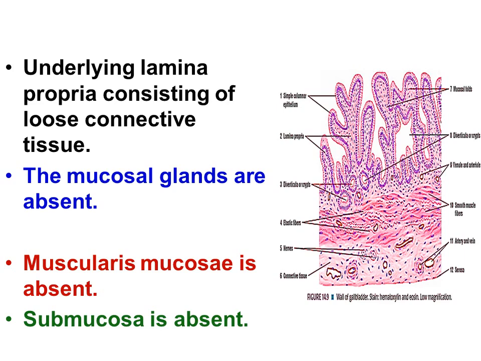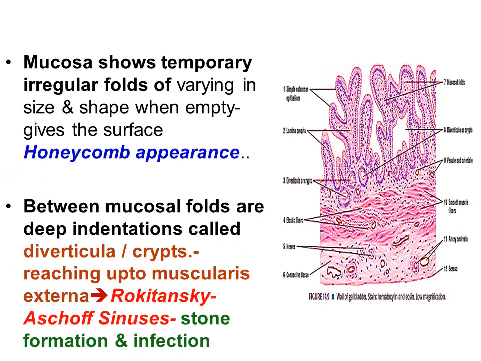The muscularis mucosae is absent and the submucosa is absent. So the next layer is the fibromuscular layer. Also the mucosa is showing the temporary irregular folds of varying size and shape when empty, thereby giving the surface honeycomb appearance. Sometimes deep mucosal diverticulae can extend into the muscularis externa and they are called as Rokitansky-Aschoff sinuses, which if present may contribute as risk factor for stone formation and infection.